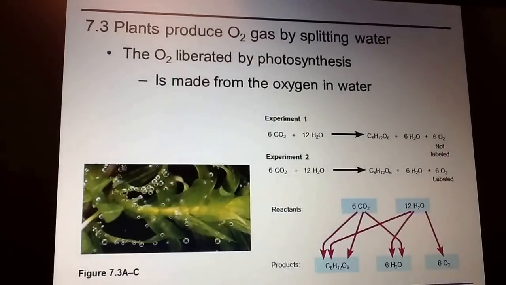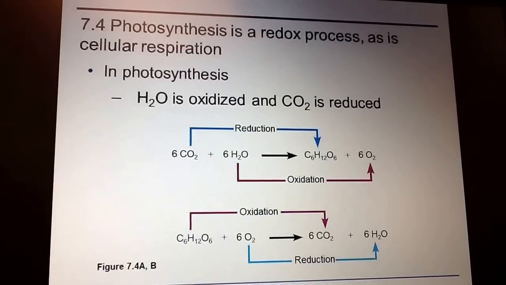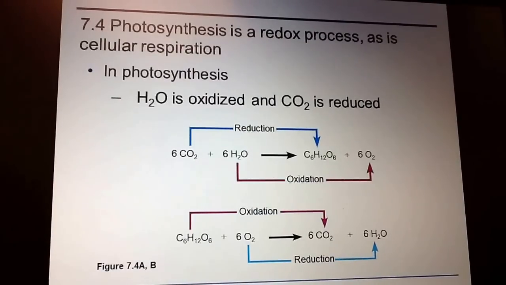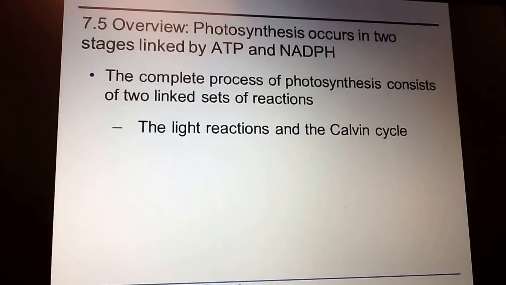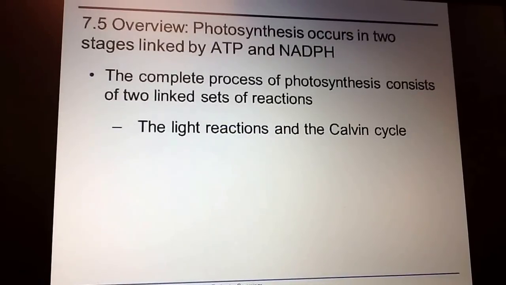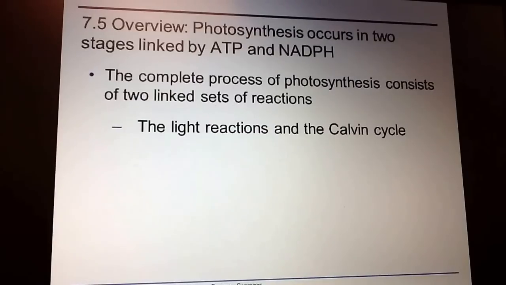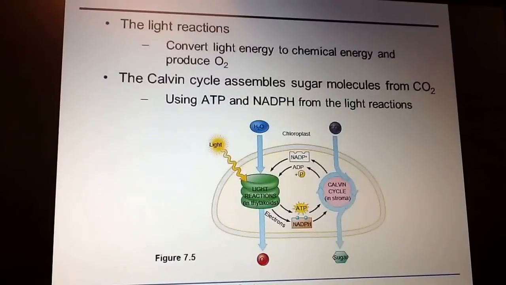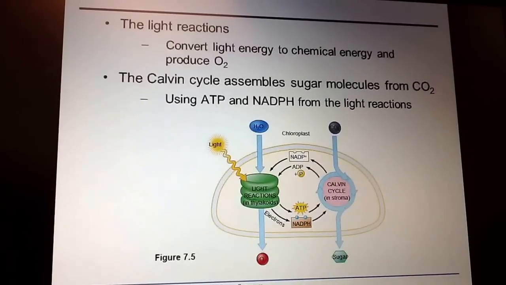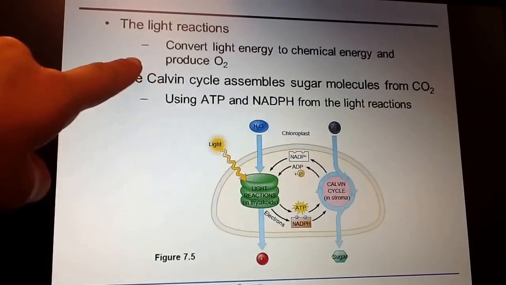We talked about how photosynthesis is a redox reaction, which means certain molecules are being reduced, some molecules are being oxidized, and all in all, it is a two-part process. The two stages are going to be linked by the energy molecules ATP and NADPH. So the first set of reactions that we're going to focus on are the light reactions, and that's the topic of this video. What the light reactions are doing is converting light energy into chemical energy, and in doing so they're producing oxygen.